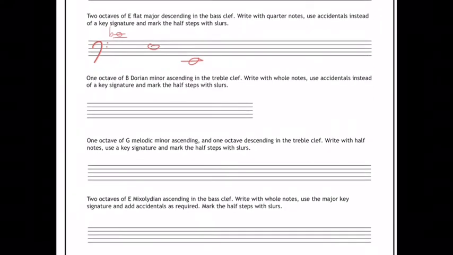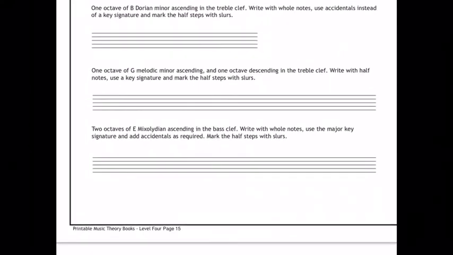Okay, and then finally, 2 octaves of E Mixolydian. And again, you can flip back to the previous lessons if you need to remember how to conceptualize a Mixolydian scale. This one's in the bass clef, writing with whole notes. Use the major key signature and add accidentals as required. Mark the half steps with slurs. So what they want you to do here is use the key signature of E major exactly, but then put accidentals to turn an E major scale into an E Mixolydian scale. And then mark the half steps with slurs.